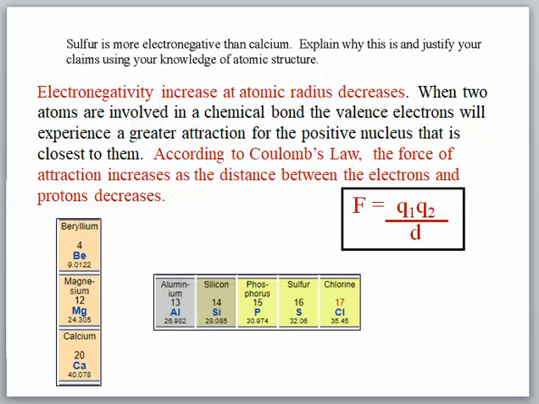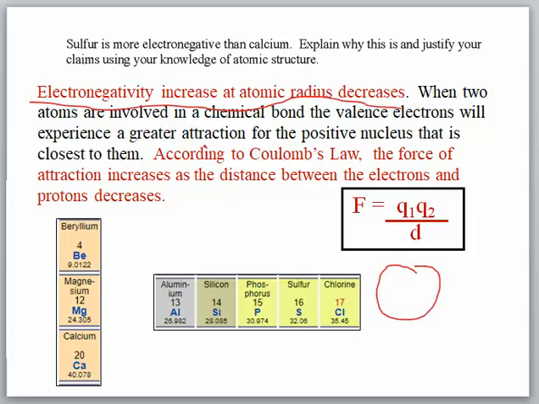So it says sulfur is more electronegative than calcium. Explain why this is and justify claims using your knowledge. So you're probably tempted to say, well, the most electronegative element is fluorine, and chlorine is closer to fluorine over here, but you've got to give more than that. Electronegativity increases as radius decreases. That is why fluorine is the most electronegative.